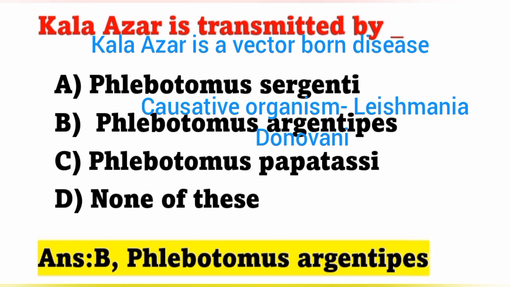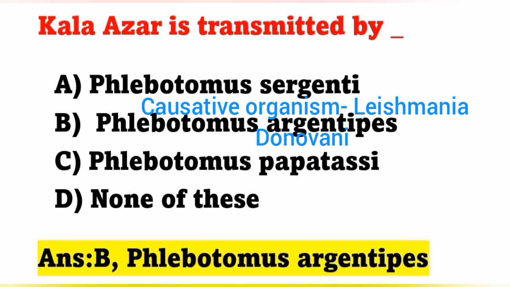It is difficult to pronounce, so you have to read the spelling. Okay, it is transmitted by Phlebotomus argentipes. Option B is the correct answer.